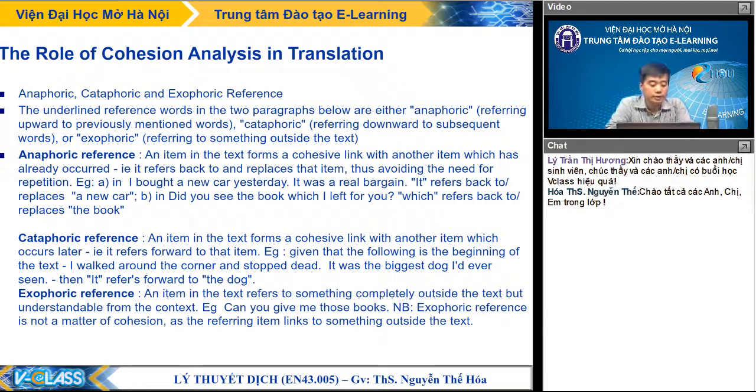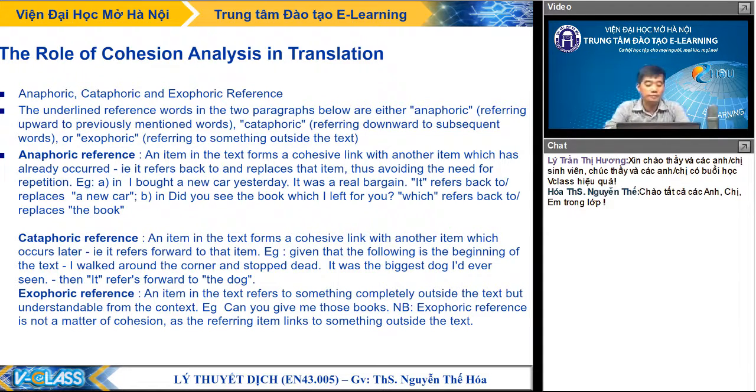The second kind, cataphoric reference. This is an item in the text that forms a cohesive link with another item which occurs later. Of course, the subject refers to that item. For example, it walked around the corner and stopped dead. It was the biggest dog I've ever seen. So it referred to the dog.